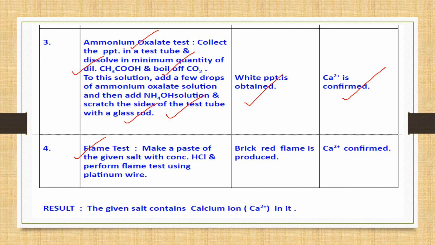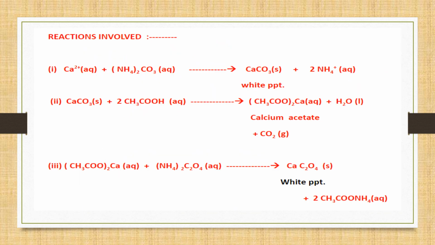And the flame test, by using its paste in concentrated HCl, is going to give us a brick red flame. It will be a different shade of red if you compare with crimson red. So I'll write calcium is confirmed, and the result would be accordingly the given salt contains calcium ion in it. The reactions involved are, first is preliminary test. So I got a white precipitation of calcium carbonate that was dissolved in acetic acid to get calcium acetate, and then calcium acetate is treated with ammonium oxalate so that I get a white precipitation of calcium oxalate.